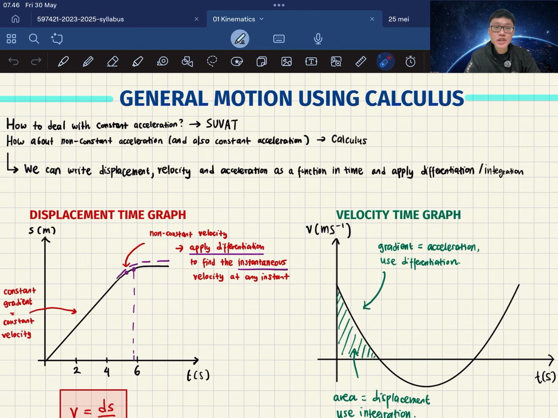In this video, we are going to learn about general motion using calculus. We already learned in the previous video that if we have a motion with constant acceleration, we can apply SUFAT to deal with them. But how about non-constant acceleration? So we need to think another way because we cannot use SUFAT anymore and we can use calculus instead.